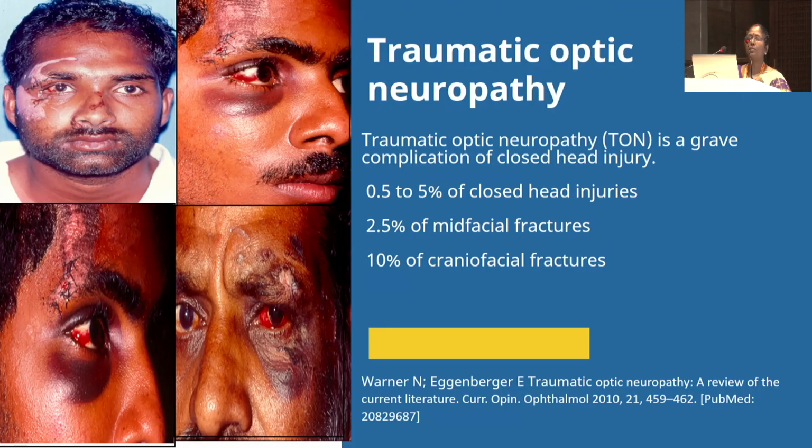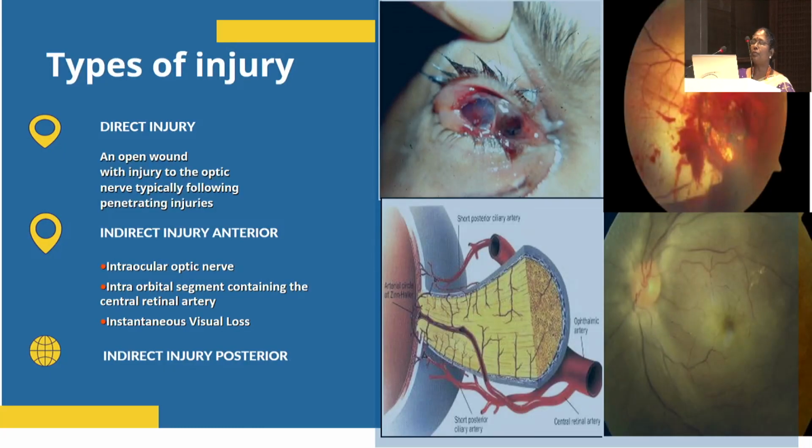As everyone knows, it is one of the potentially visually debilitating conditions following trauma. It occurs in 0.5 to 5% of closed head injuries, and traumatic optic nerve damage occurs in 2.5% of midfacial fractures and in 10% of craniofacial fractures. The types of injury could be direct or indirect.